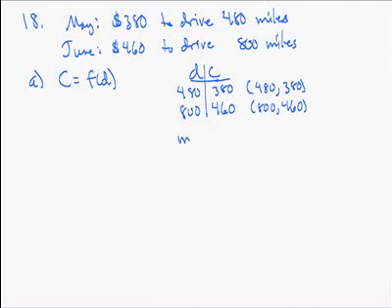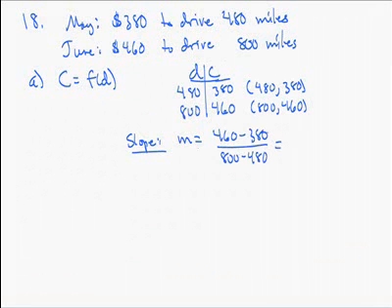So we can find the slope based on that. The slope is going to be given by taking the change in the output, the dependent variable, so I'll take the second one minus the first one, 460 minus 380, divided by the change in the input, 800 minus 480.